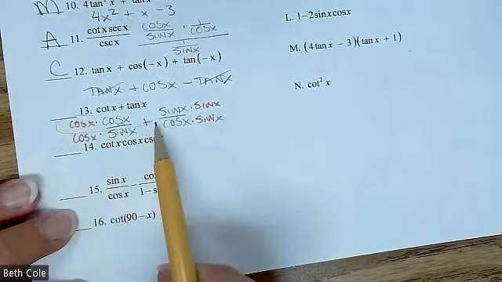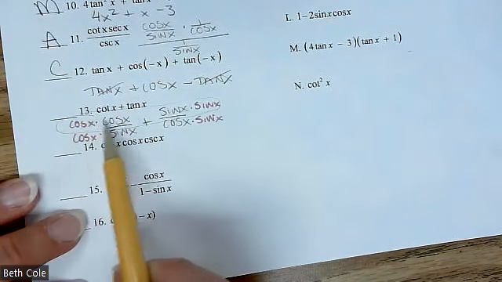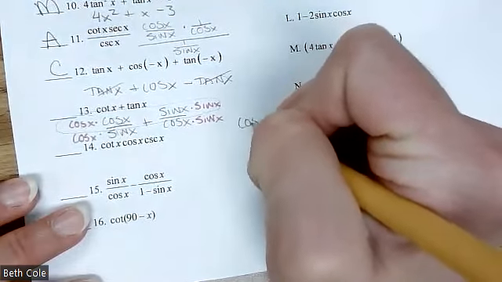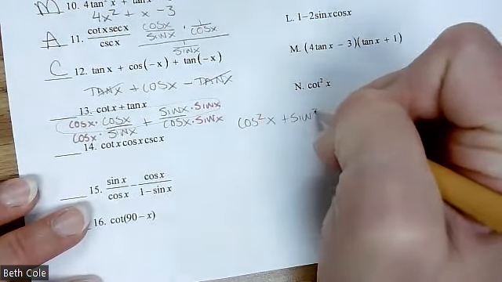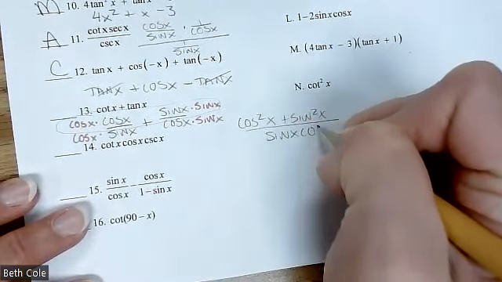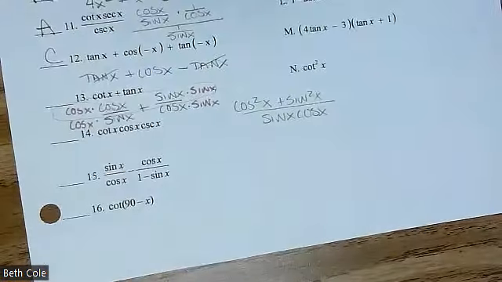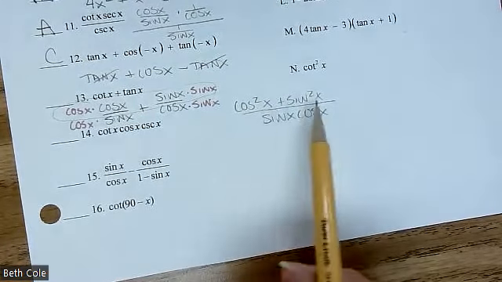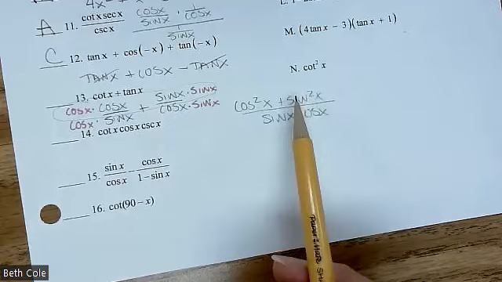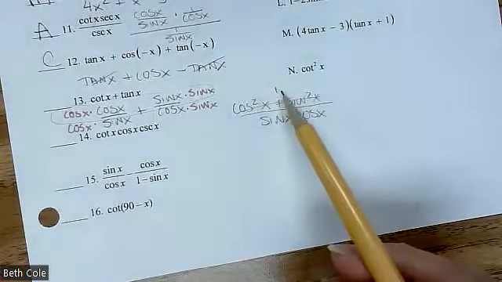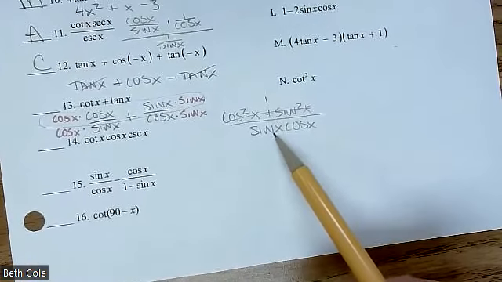So yes, when we put all this together, it'll be cosine squared plus sine squared for the numerator. And your denominator is sine times cosine, or cosine times sine. It doesn't really matter what order you put. Good, so the numerator is actually just one, that whole thing's just one. And so when you see one over something, you're reciprocating it.